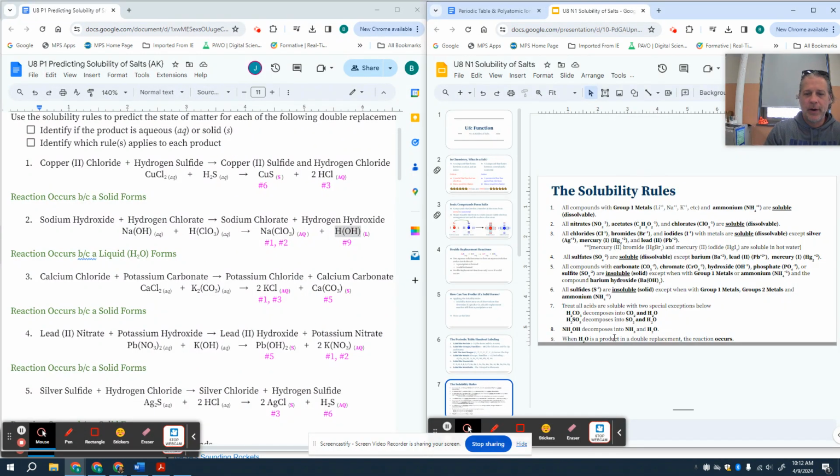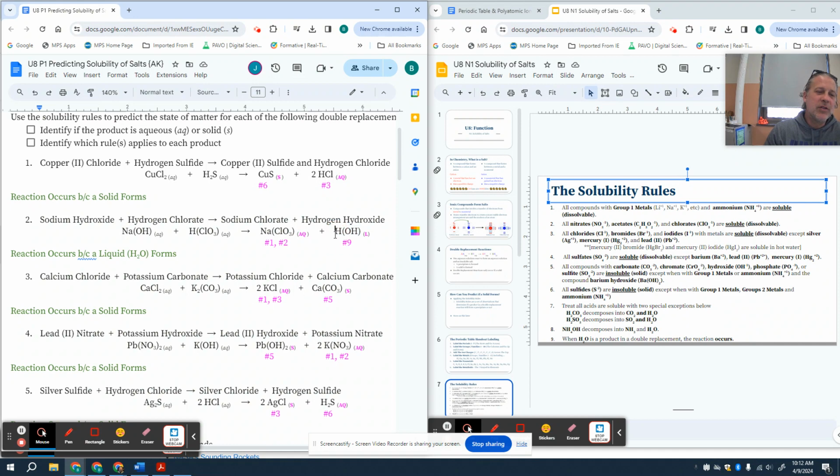HOH is another way to write water. And if I look down here, and I realize this is tinier to see, there is a rule, I can read through all these rules, but I'm going to skip ahead. This doesn't really show up very often: when H2O or HOH is present as a product in a double replacement reaction, the reaction occurs. So really this rule, because water is formed and it's a liquid as a product, forces the reaction to occur because of rule number 9. This is one that we won't do very often, and I probably should not have included it in this particular worksheet, but in reality, that is a rule that works.